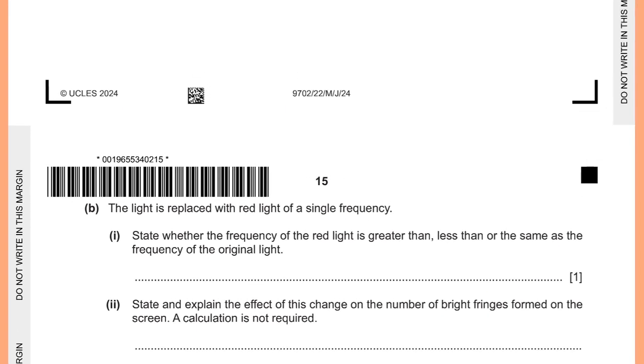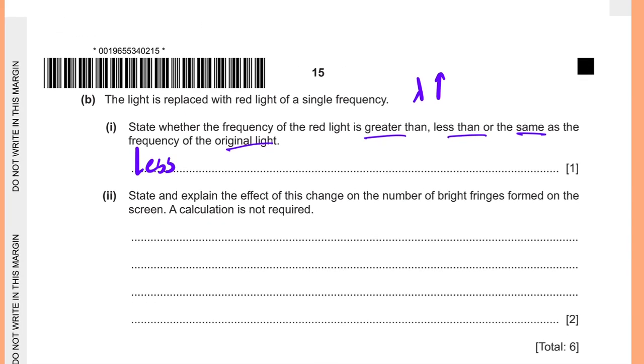The light is replaced with red light of a single frequency. State whether the frequency of red light is greater than, less than, or the same as the frequency of the original light. So red light has the greatest wavelength of them all, so it has the least frequency of those. So I'll say that the frequency of red light is less, right? Frequency is less, wavelength is more. State and explain the effect of this change on the number of bright fringes formed. A calculation is not required.